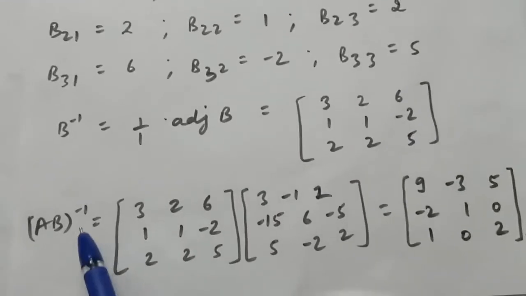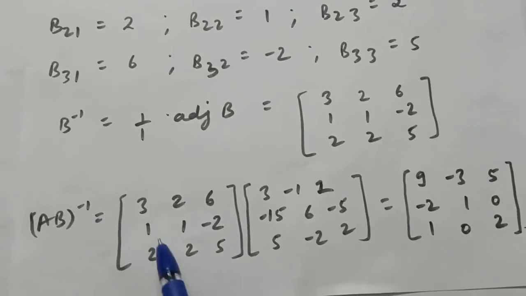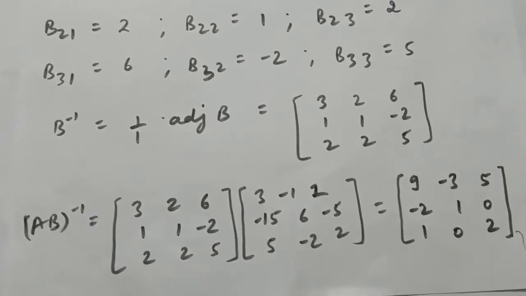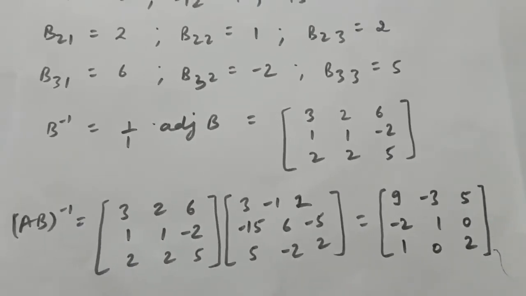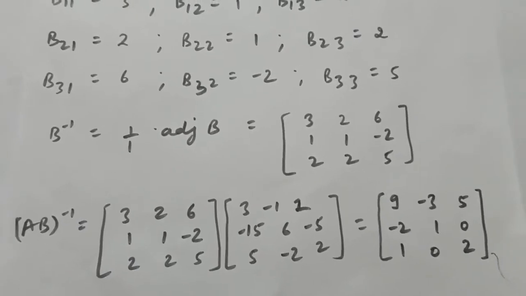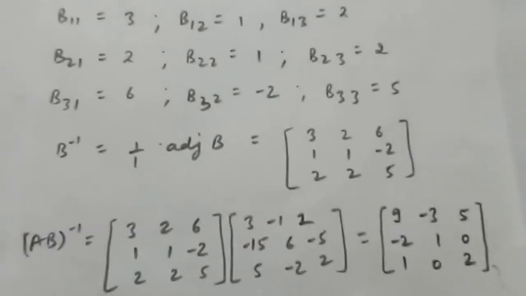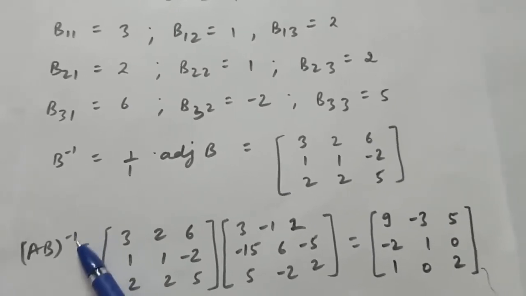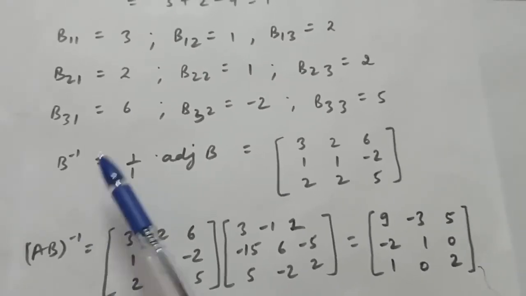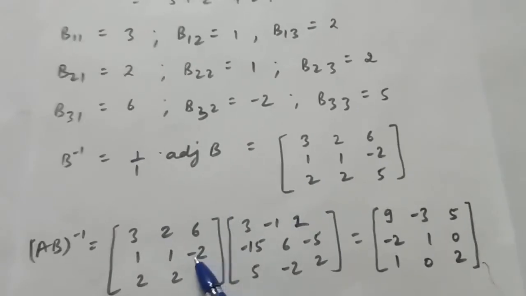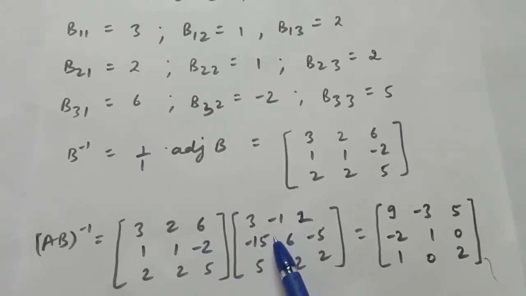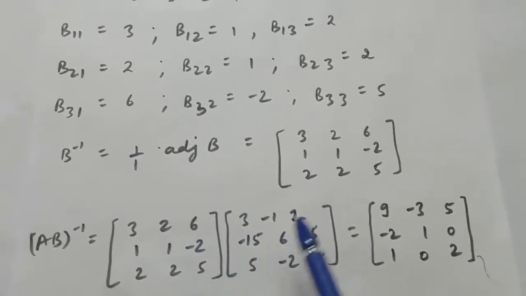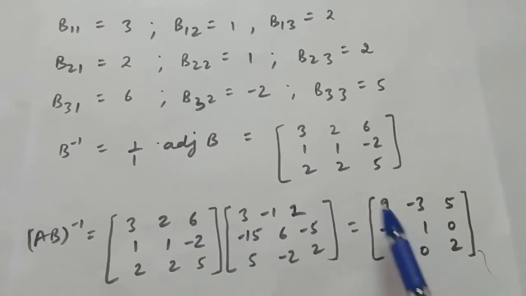So AB whole inverse is, in this question they have not asked to prove that AB whole inverse is equal to B inverse into A inverse. They have asked to find out AB whole inverse, and AB whole inverse is B inverse into A inverse. B inverse we have calculated, which is this, and A inverse is already given as this matrix. Now multiply these two matrices, then you will get AB whole inverse.